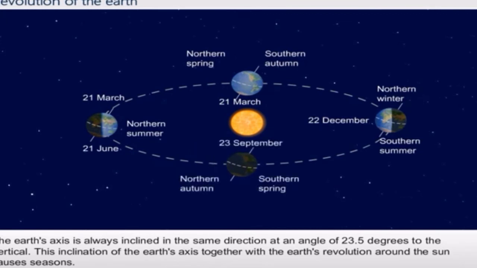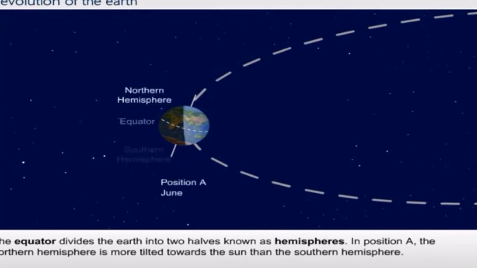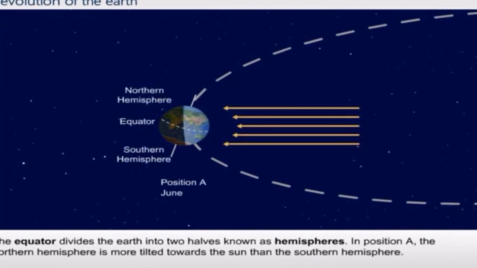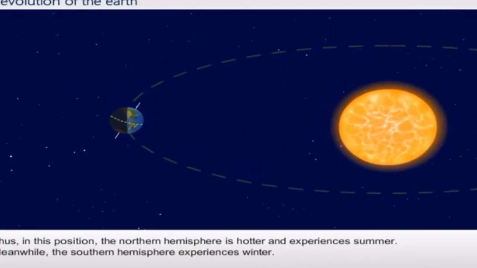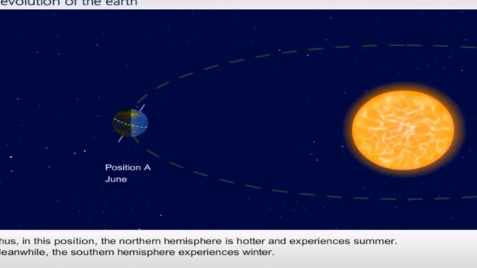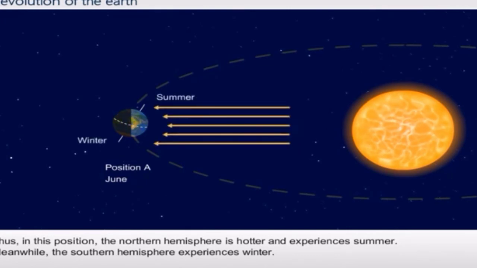You can see the equator divides the earth into two halves known as hemispheres. Hemi means half. In position A, the northern hemisphere is more tilted towards the sun than the southern hemisphere. Thus in this position the northern hemisphere is hotter and experiences summer. Meanwhile, the southern hemisphere experiences winter, very severe winter.